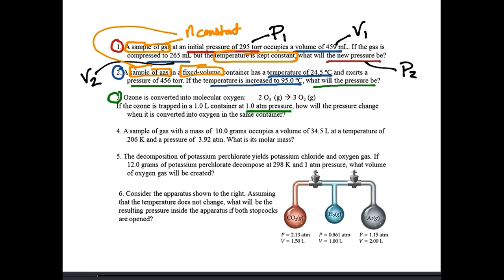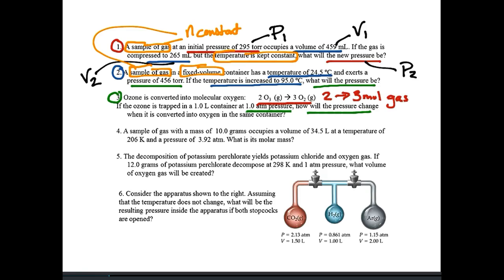It has 1 atmosphere pressure initially, but if you convert all of the ozone into oxygen, the pressure will change because moles of gas changes. So now if we think about what mathematical expression we're going to use for that, we're changing N from 2 to 3, and we're changing pressure.